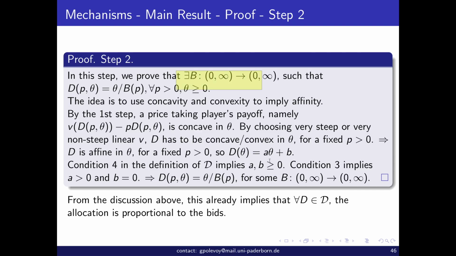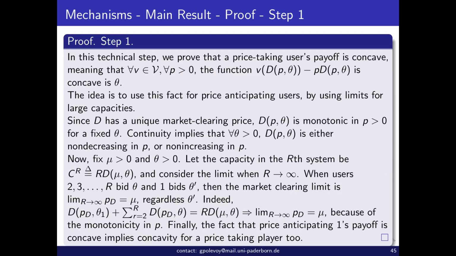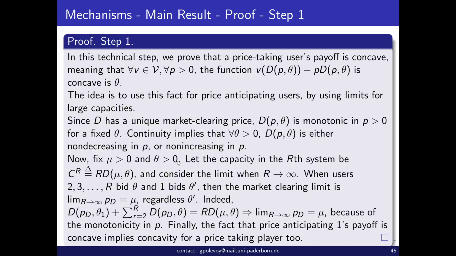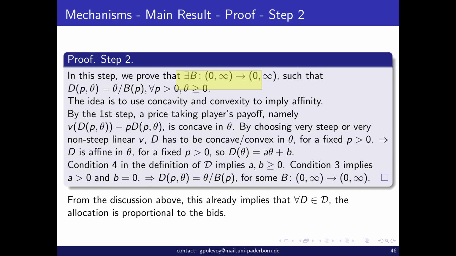There exists a function b. There exists something that depends only on p. So d is b times theta. And from the discussion above, it already implies, even before knowing that b is concave, that any mechanism in this calligraphic D allocates proportional to the b. Only the prices will differ. Next step.